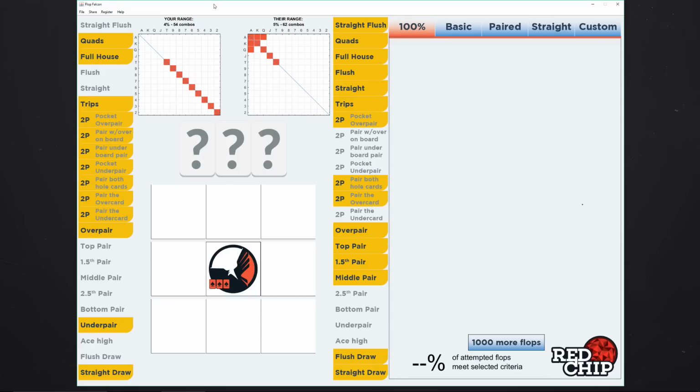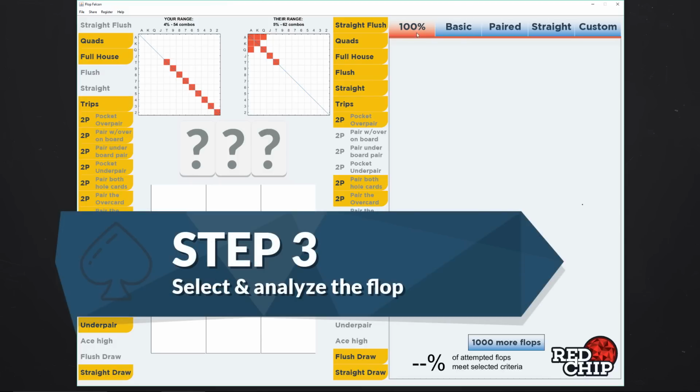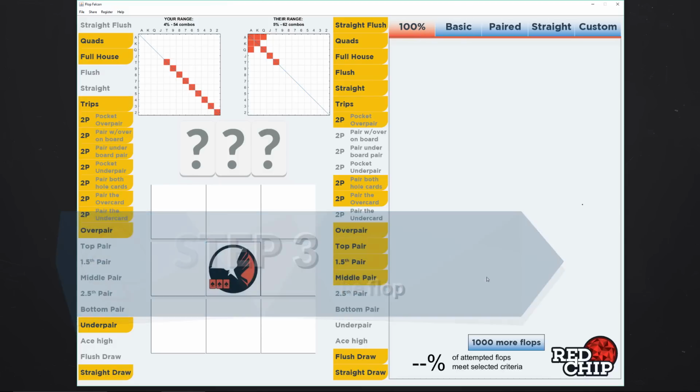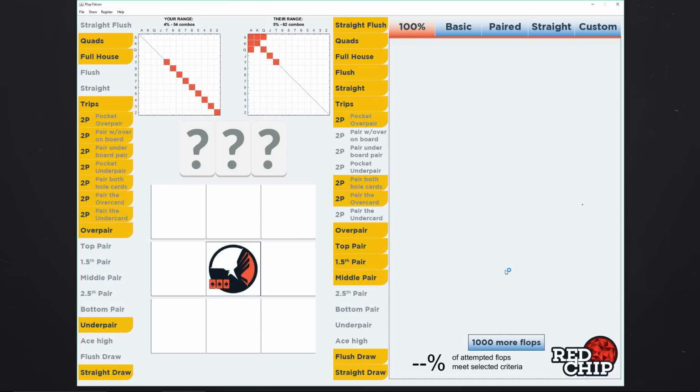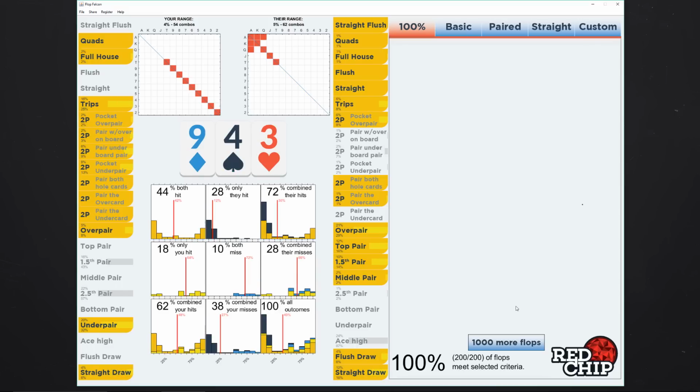So again, step 1, select your range and their range. Step 2, select the hits, both for you and for them. Step 3 is to actually start analyzing things. So for this, I'm just going to do a general 100%, and this means it's going to look at all flops. And down here, I'm just going to click 1,000 more flops. I'm just going to do that real quick.